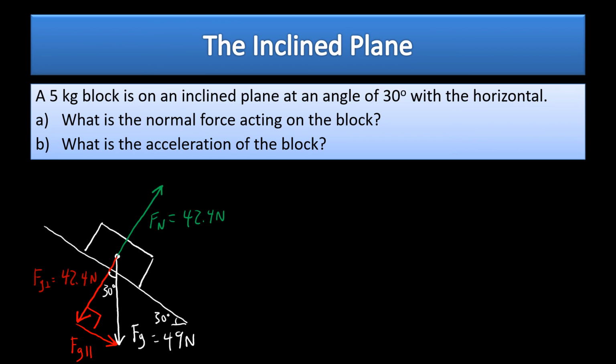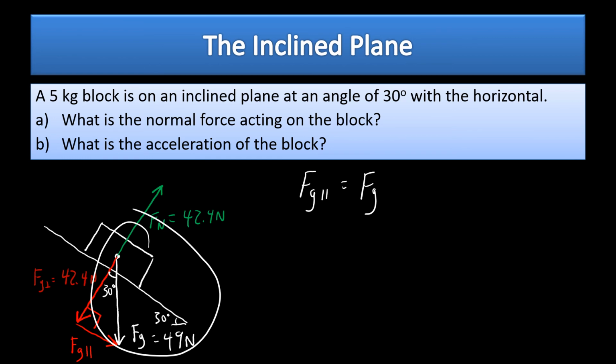So if we wanted to do the shortcut method, we could say F_G parallel is equal to F_G, and then see how this is the angle and this is opposite. So we have opposite and we have the hypotenuse. So it's F_G, opposite over hypotenuse, sine theta.